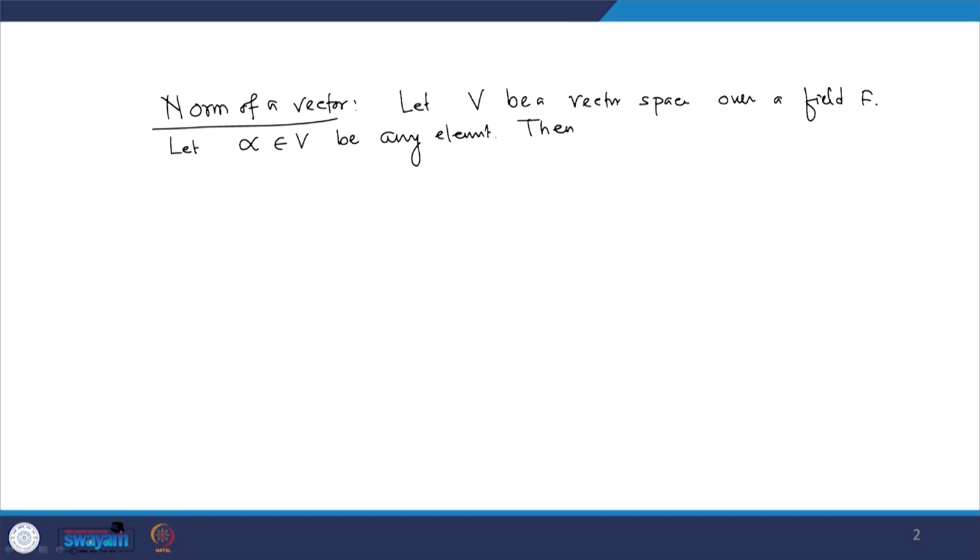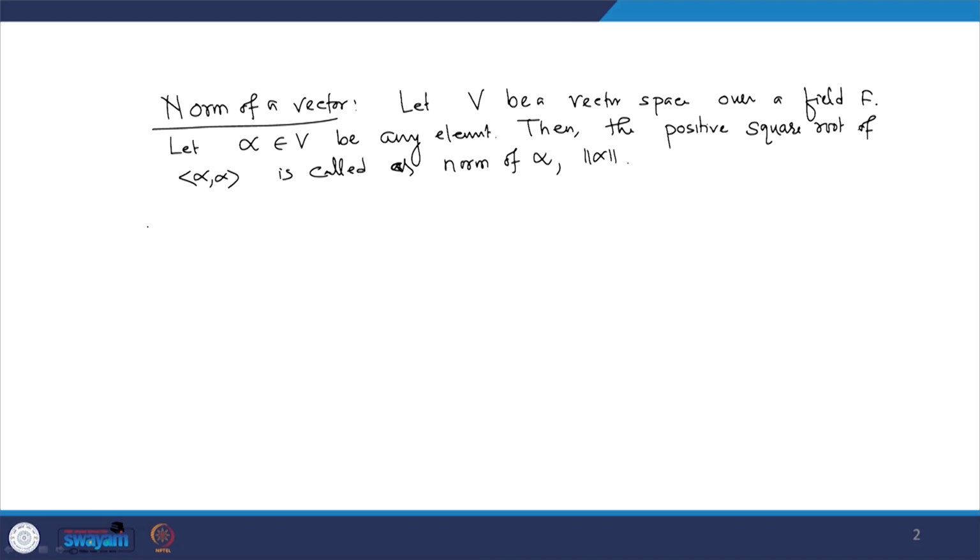Then the positive square root of inner product of alpha and alpha is called the norm of alpha. Mathematically or symbolically we denote the norm of alpha like this. This norm of alpha can be considered as the length of the vector alpha.